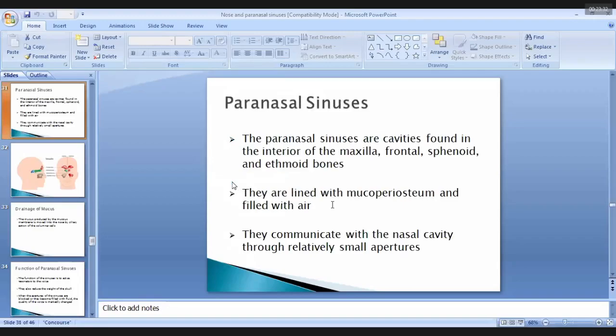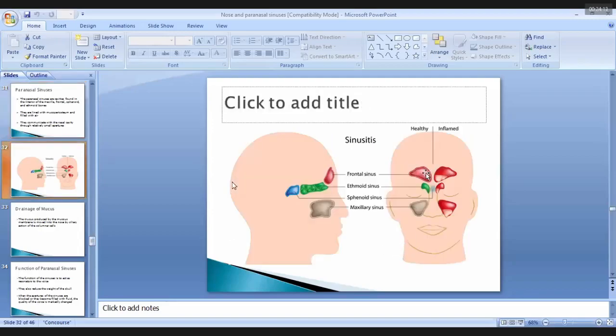Now the paranasal sinuses. The paranasal sinuses are air-filled cavities present in the interior part of 4 bones. They are related to the maxilla, frontal bone, sphenoid bone, and ethmoid bone. So there are 4 types of paranasal sinuses: the maxillary sinuses, frontal sinuses, sphenoidal sinus and ethmoidal sinuses. These sinuses are lined inside by the mucoperiosteum and they are filled with air. These sinuses communicate with the nasal cavity through smaller openings that open into the lateral wall of the nose. So these are the different sinuses.